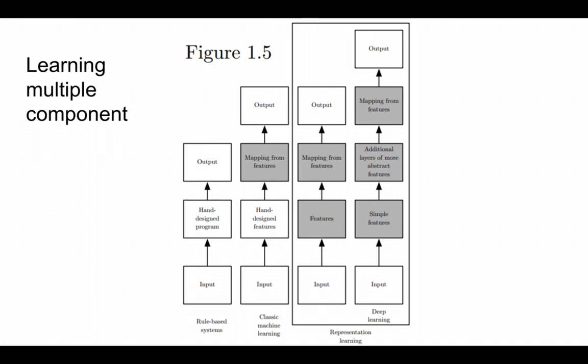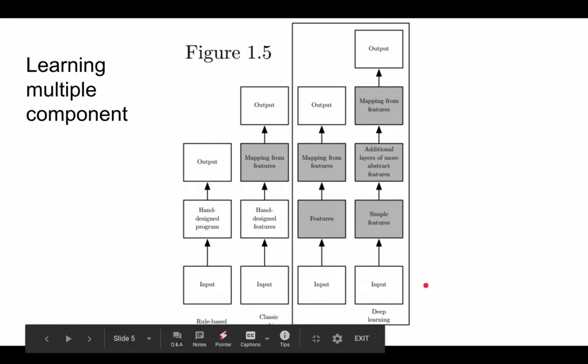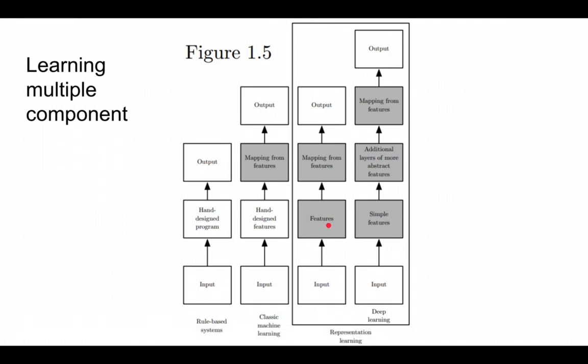Classical machine learning adds one more block in this flowchart. Before calculating the output, there's a mapping from the feature. For example, we just map from the Cartesian coordinate to polar coordinate, and using the polar coordinate makes the problem easier to solve. In terms of representation learning, the features can be learned from the algorithms instead of using hand-designed features.